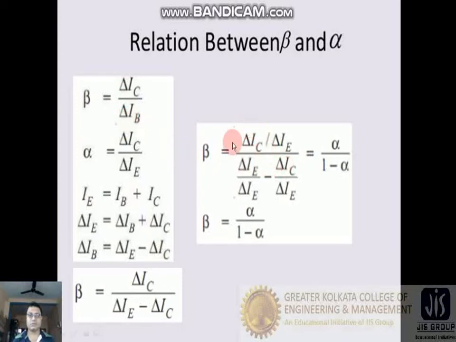So in this way, if we simplify this equation, beta equals IC by IE plus IC. You just put the value of this and we can get the expression in terms of alpha like this: beta equals alpha by 1 minus alpha, sorry, and this is the final expression of beta in terms of alpha. So in this way our relation is established between alpha and beta, and we can compute the alpha and beta value in this way.